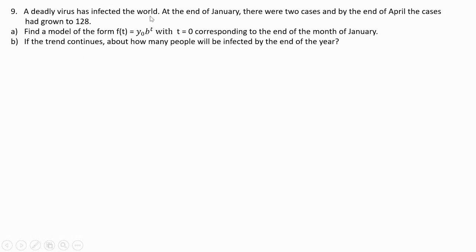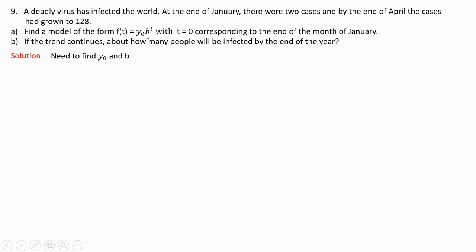It says a deadly virus has infected the world. At the end of January, there were 2 cases, and by the end of April, the cases had grown to 128. I believe, guys, there were 2 cases right in the U.S., in Washington State, where there were 2 reported cases of the coronavirus. So I'm going to use the situation to find a model of the form f of t equals y naught b to the t power, with t equals 0 corresponding to the end of the month of January. And for part B, if the trend continues, about how many people will be infected by the end of the year? Okay, so here's my solution.